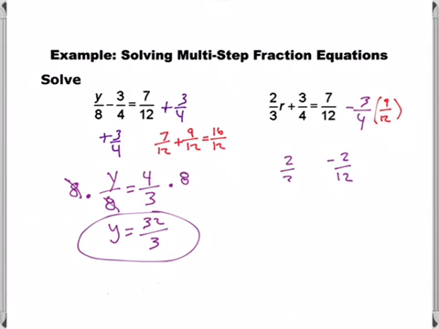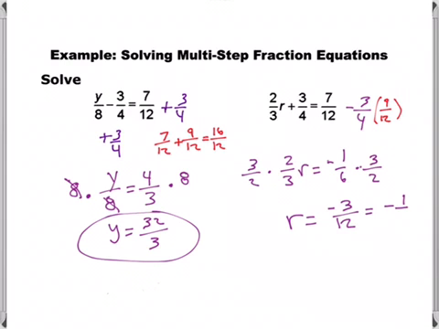And so in this case, our equation should read 2/3 r equals -2/12, or like I said before, -1/6. There we go. A little easier to work with. All right, so now what we can do is either divide by 2/3 or multiply by the reciprocal. And I'm going to multiply by the reciprocal. So 3/2, 3/2. And so our final answer for this section is r equals -3/12, which is the same thing as -1/4.